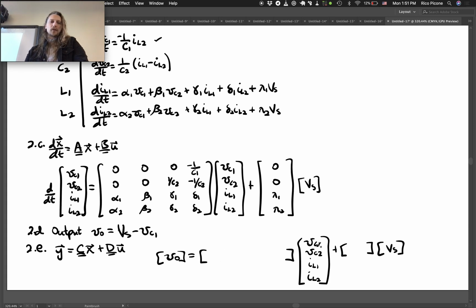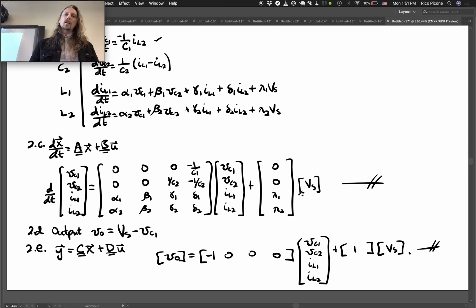And we just need to fill in this row from this equation here. So you have a negative 1 times VC1. We have a 0 VC2. We have 0 IL1, 0 IL2, and what is the coefficient of Vs? 1. So this and this are the state space model together. The state equation in standard form and the output equation in standard form.